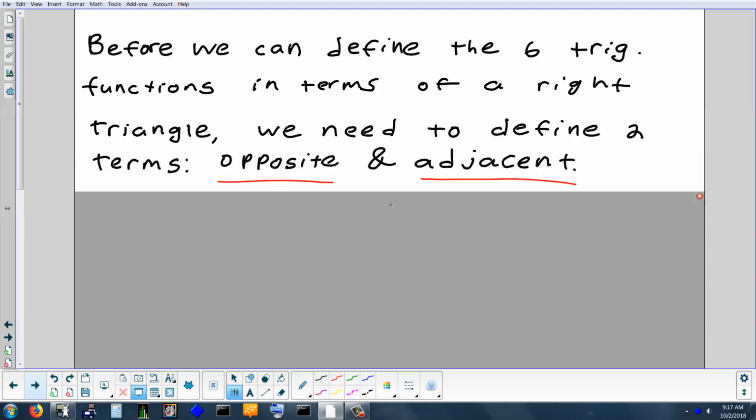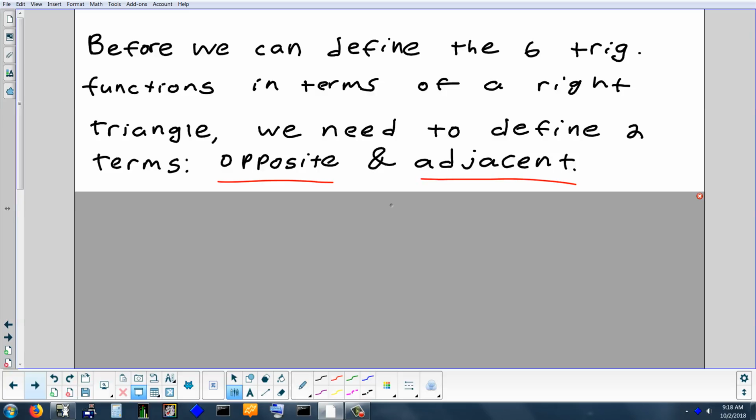Does anybody know what those two words mean? Like if we talk about opposite versus adjacent? Yep. Adjacent is like touching, on the same side, and opposite is across. Yeah, so opposite is across, it's farthest away. Adjacent is the one that's right next to it.